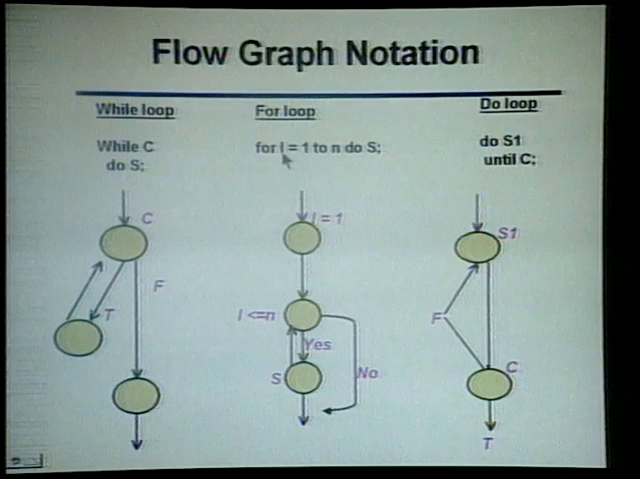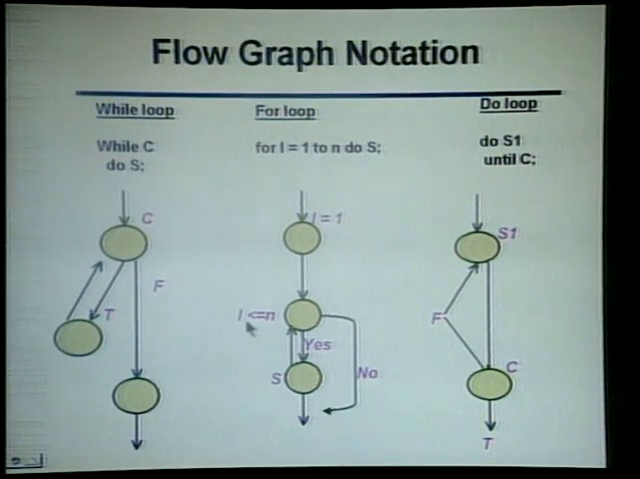First, we initialize the index variable to its initial value. In this case, it is 1. Next, we check the current value of the index variable with the final value or the last value of the loop. Now, if this condition is true, then we execute the body of the loop, the statement S. We increment the value of the index variable and go back and check the condition again. Now, if this condition is false, then we terminate the loop and we go outside the loop.